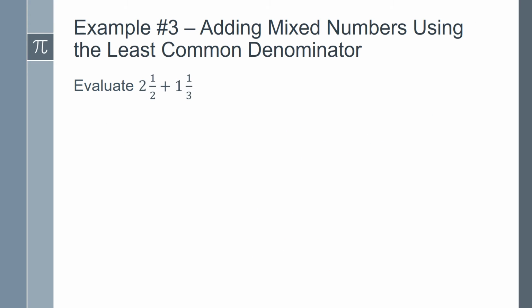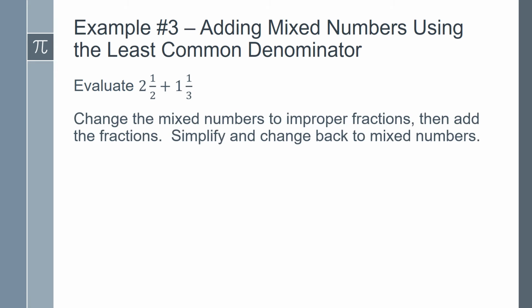Now let's take a look at an example involving mixed numbers. We will need to evaluate 2 1/2 plus 1 1/3. In order to solve this type of problem, we will need to change the mixed numbers into improper fractions and then add those fractions together. Then we can simplify and change back to a mixed number as necessary.